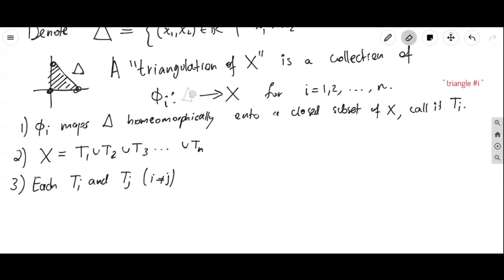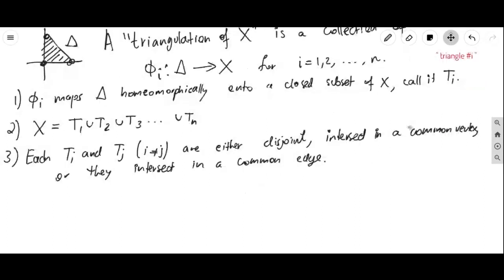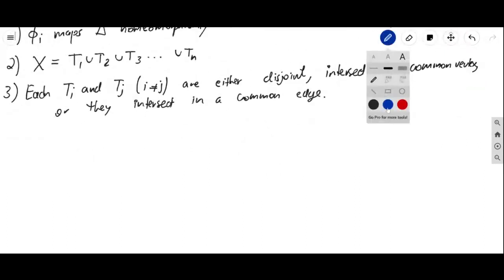here, these are referring to the images of these in your space, are either disjoint, they intersect in a common vertex, or they intersect in a common edge. So let me explain what I mean.